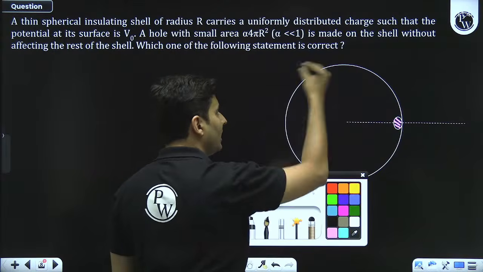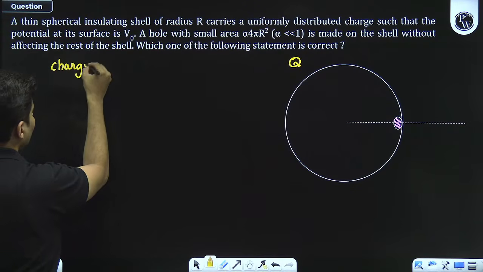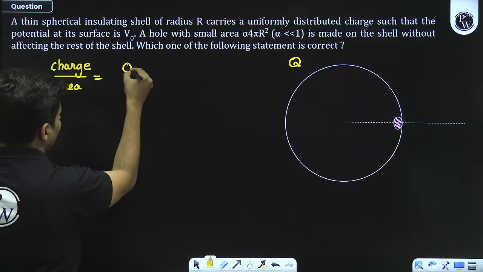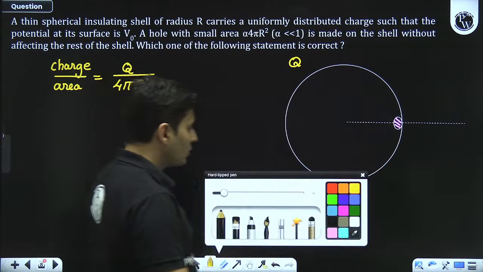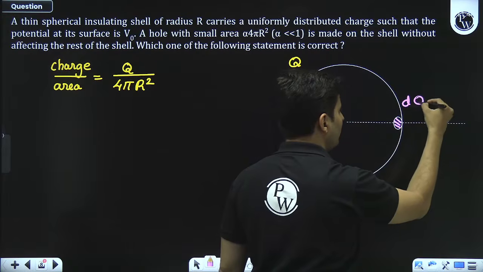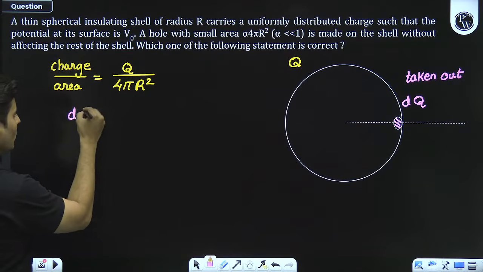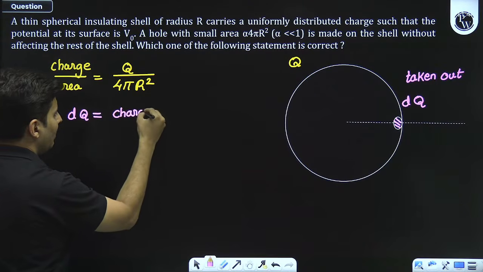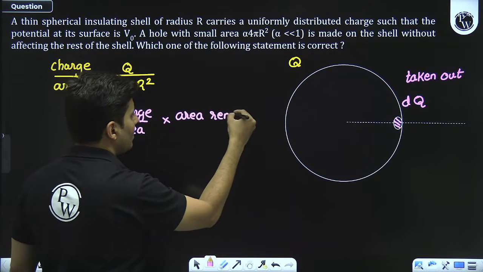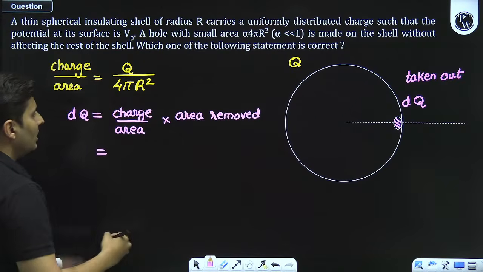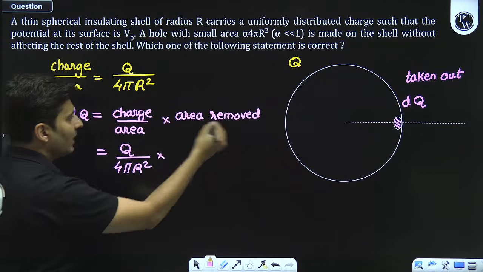So earlier on that entire shell, the charge was, let's say, Q. So what will be the charge per unit area? It will be nothing but the total charge divided by 4 pi r square, as the sphere radius is r. So whatever I am taking out might have a charge of dq. This is what is taken out of it. That dq will be how much ever charge you have per unit area multiplied by the area which you have removed. The charge per unit area is obviously q divided by 4 pi r square, multiplied by the area which you have removed.